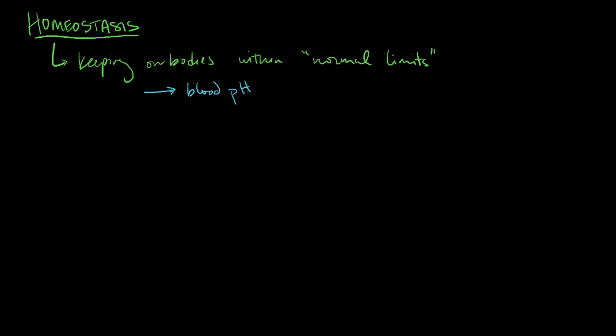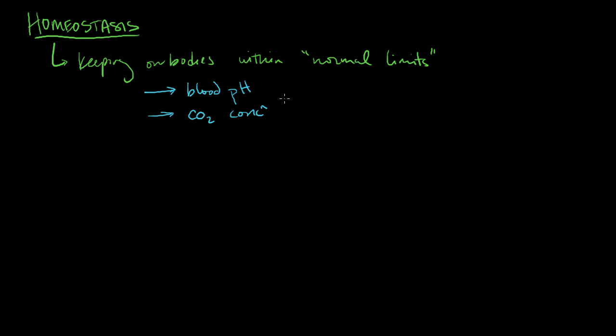Blood pH. We've got CO2 concentration, which are a couple of things that we've talked about fairly recently, and we've talked about how the medulla oblongata is something that helps control this homeostatic control of both blood pH and carbon dioxide concentration.